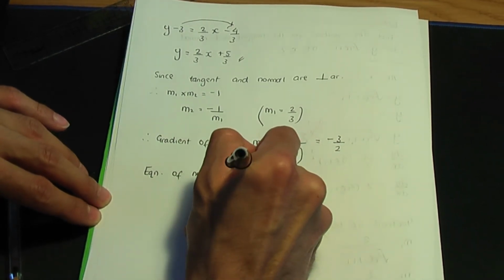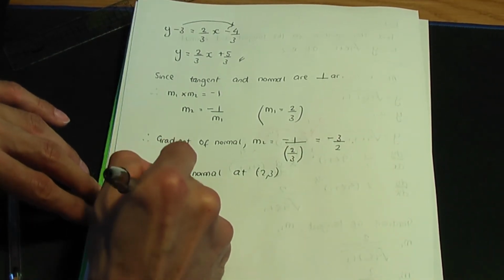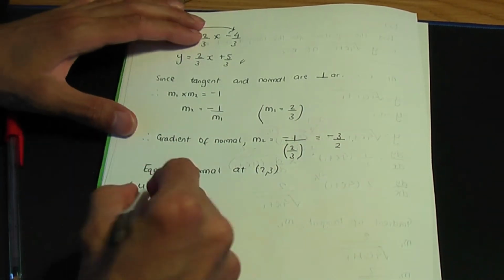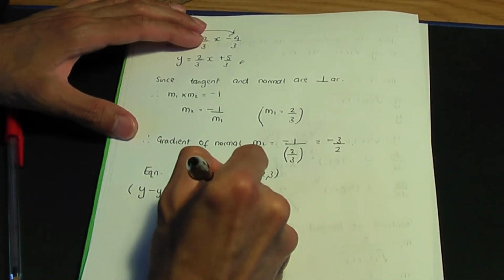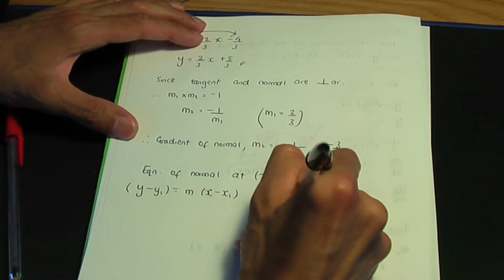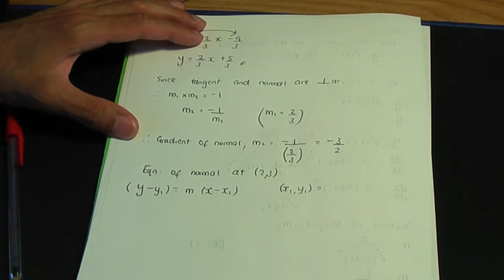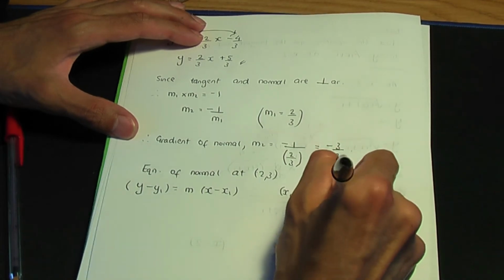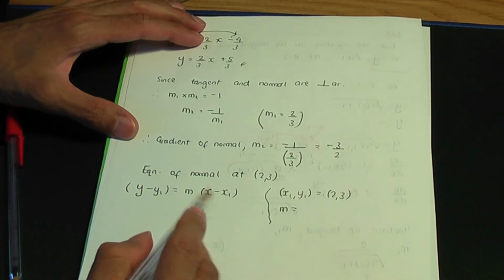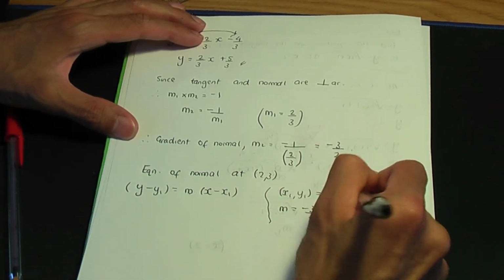So the equation of the normal at the point 2, 3. So since the normal is a straight line, let's use the equation of the straight line formula, y minus y1, that is m times x minus x1. So x1 and y1, the coordinates of the point where the normal will pass through are 2, 3. And m, so over here, m is the gradient of the normal, and that is minus 3 over 2.